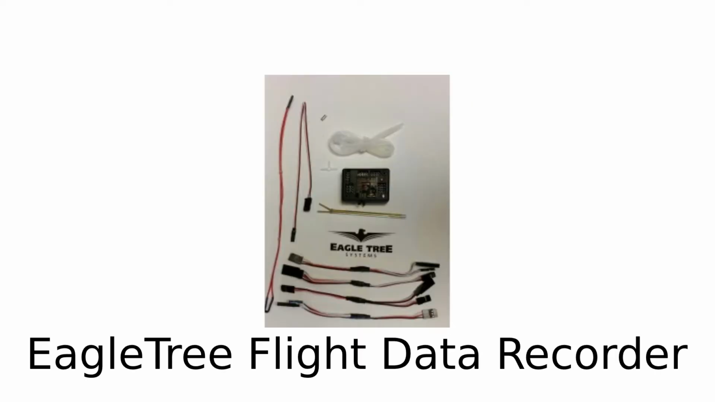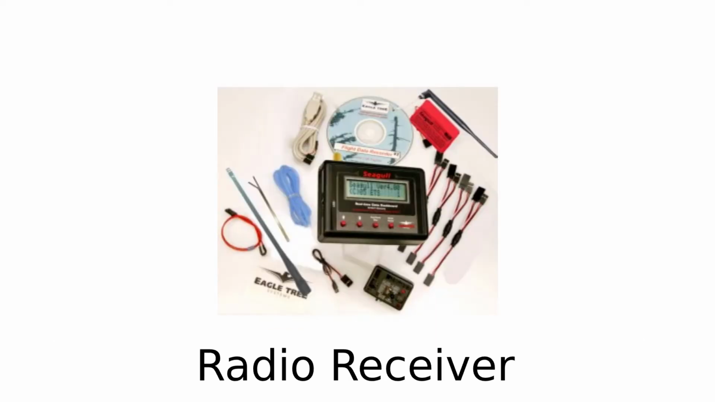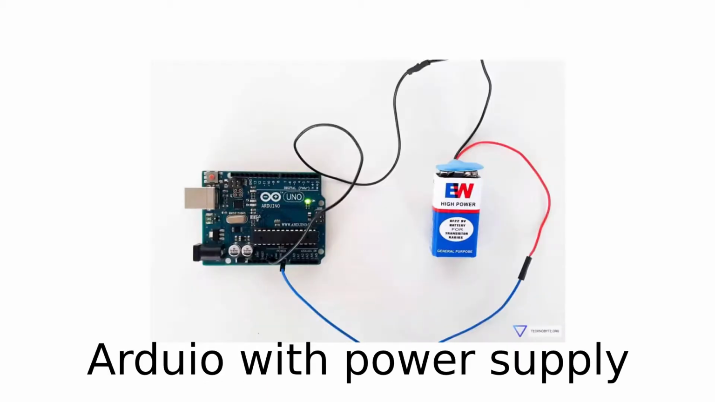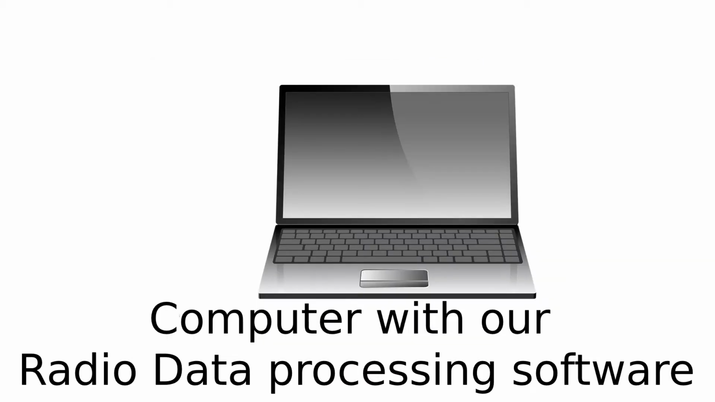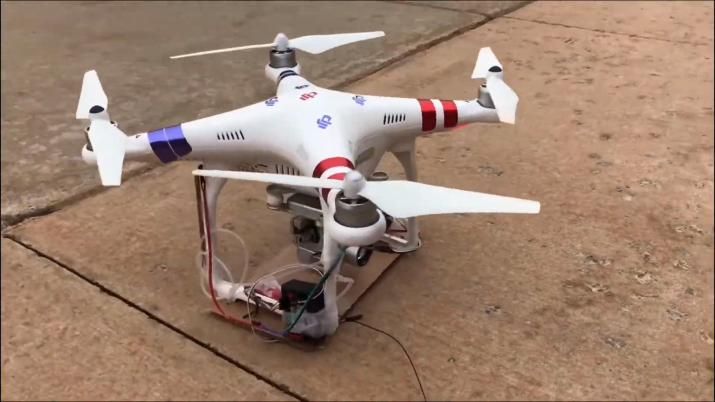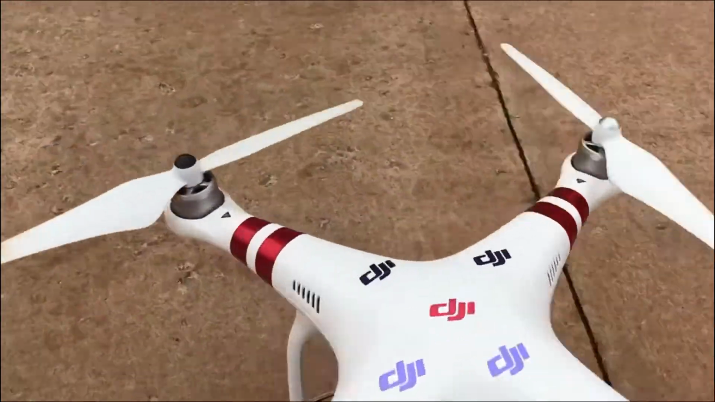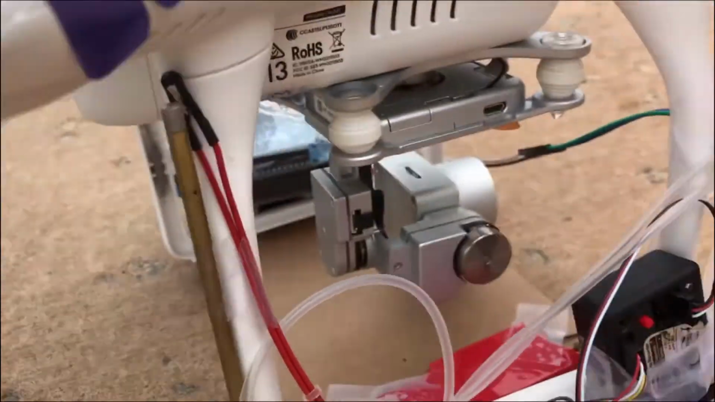So our equipment includes a DJI drone, an Eagle Tree flight data recorder system with all the sensors including altitude, temperature, humidity, etc., a radio receiver to process data, an Arduino and a power supply for the flight data recorder, and a computer with flight data processing software. As you can see, our drone is now ready with all of our equipment attached, power supplied, fully charged, and ready for our test 1.